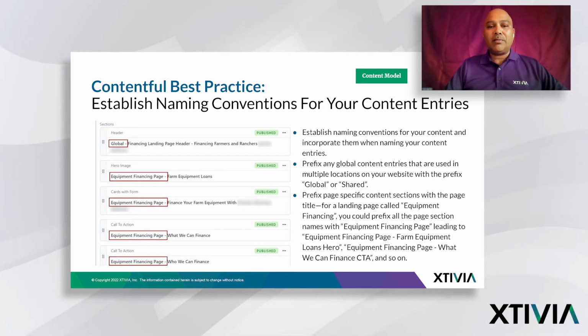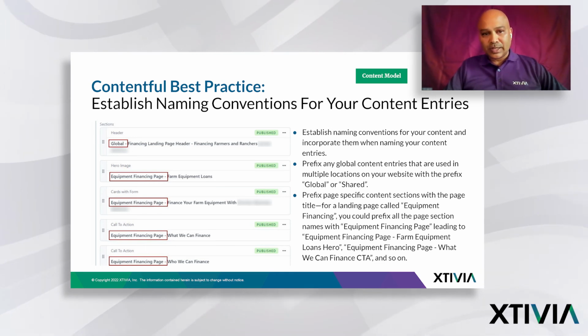Another common naming convention in XTIVIA projects was to prefix page-specific content sections with the page title. As you can see in the image, if you have a landing page called Equipment Financing, you could prefix all the page section names with Equipment Financing page, leading to the section names that you see.